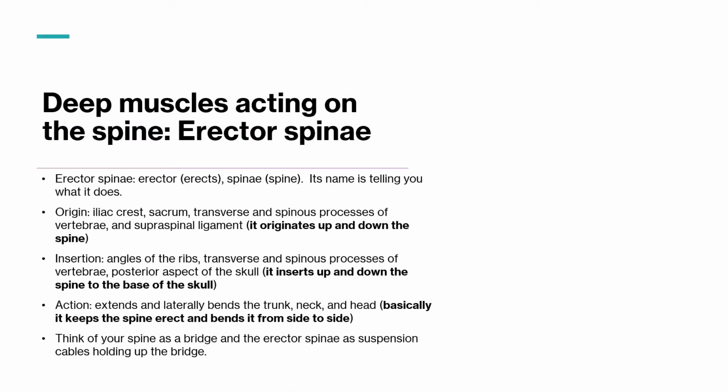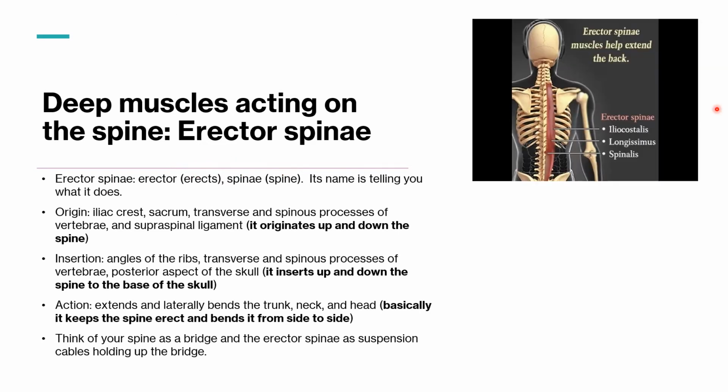Deep muscles acting on the spine. Erector spinae. Erector erects. Spinae spine. Its name is telling you what it does. And just in case you didn't get that, erector spinae helps extend the back. So it erects the spine. And basically, it originates from the iliac crest, sacrum, transverse and spinous processes of the vertebrae, and supraspinal ligament. Basically, it originates up and down the spine.